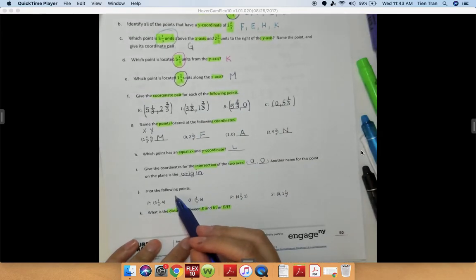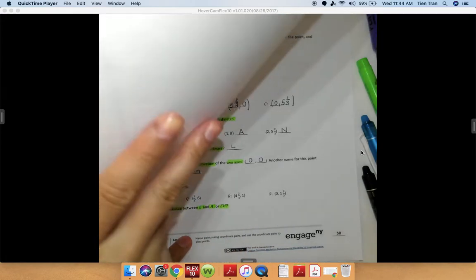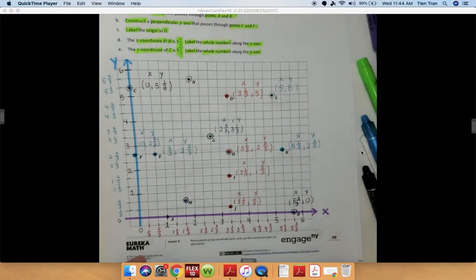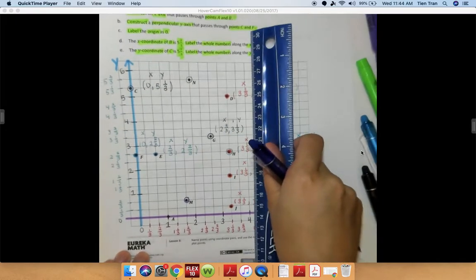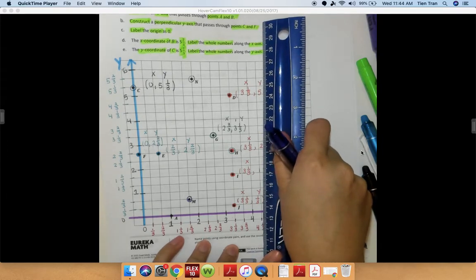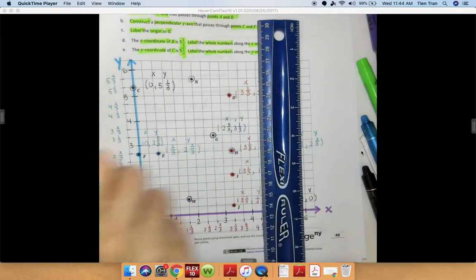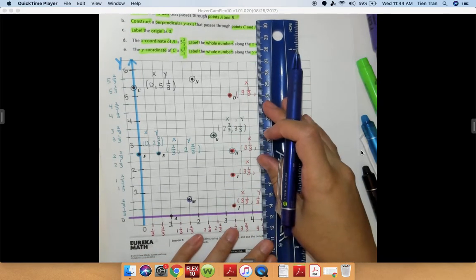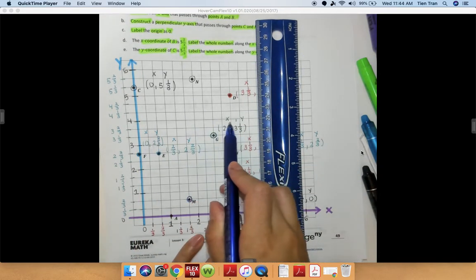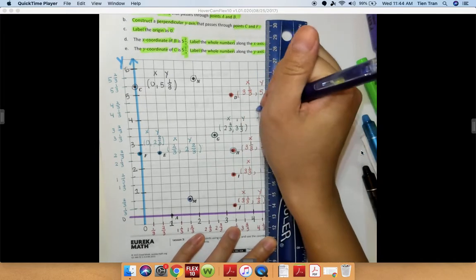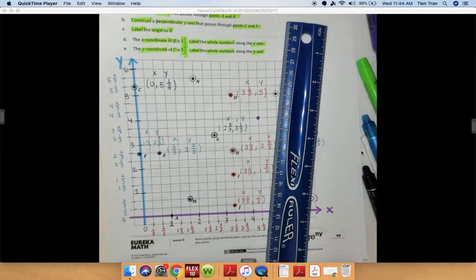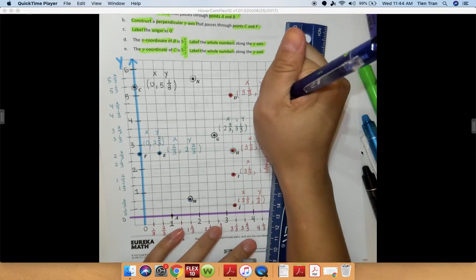For problem J, it asks you to plot the following points. We have point P, Q, R, and S. The first one is 4 and 1/3, 4. So I'm going to move 4 and 1/3, and then I'm going to move up to 4. So this is 4 and 1/3, and I'm moving up to 4, and 4 is right here, and right here is my new point. And this new point is called my P point.